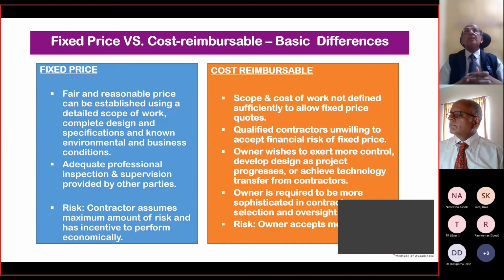Now on the flip side, such projects can get delayed because you have to get permission from the owner at each and every point of time. The owner has to be more sophisticated in contract selection as well as oversight. Not every contractor will accept cost reimbursable, because he gets the feeling that there is so much risk he has to take, and he can be taken for a jolly good ride at any given point of time, however professional the owner is.